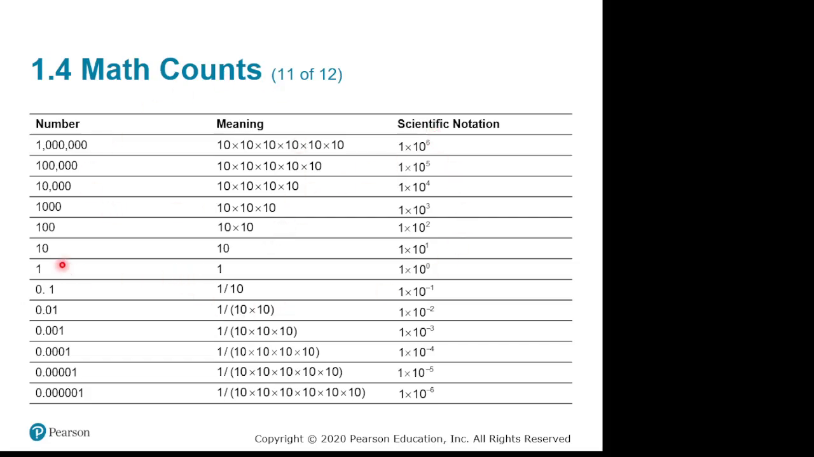Okay, so 1 is kind of interesting. Some of you may or may not know this. 1 times 10 to the 0, anything to the power of 0, is 1. And so that's just 1 times 1. Okay. You don't normally write that out in scientific notation. You just write the number. So if it's 1, it's just 1. If it's 1.05, it's 1.05. You don't write times 10 to the 0. Okay. Because it's just a waste of time then.